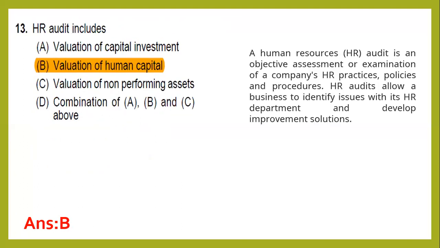So next we go to the 13th question. HR audit includes what? So the correct answer is B, valuation of human capital. First of all, you should know what you mean by HR audit. An HR or human resource audit is an objective assessment or examination of a company's HR practices, policies, and procedures. So HR audit allows a business to identify issues with its HR department and develop improvement solutions or a sustainable solution for HR related problems. So therefore, the correct answer for 13th question is B.